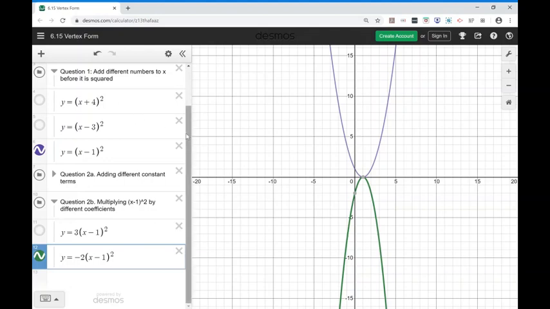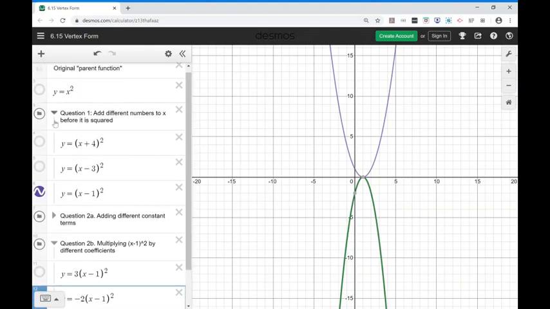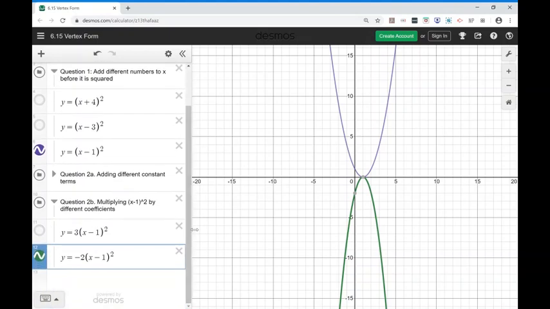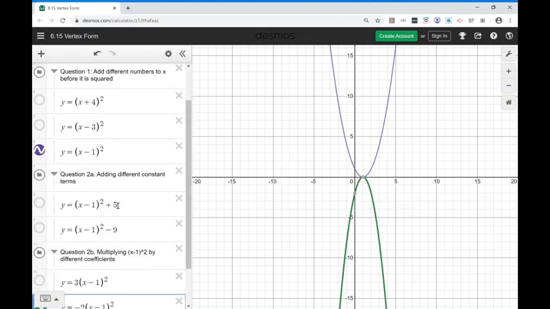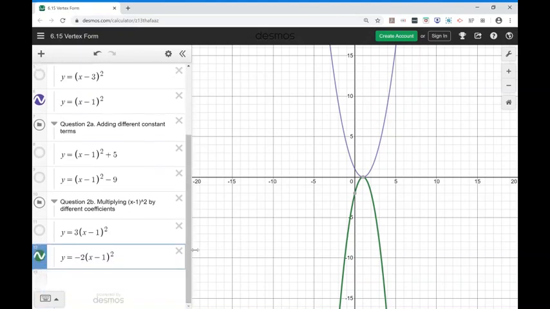So just to recap, some things that we saw with this graph are that if we add different numbers to x before it's squared, that's going to shift it left and right. If we add different constant terms, adding numbers after we've squared the expression with x, numbers that are just being added separately, that's going to shift it up or down. And depending on what the coefficient of this squared section is, that coefficient is going to determine the wideness or narrowness, and also whether it opens upward or downward.